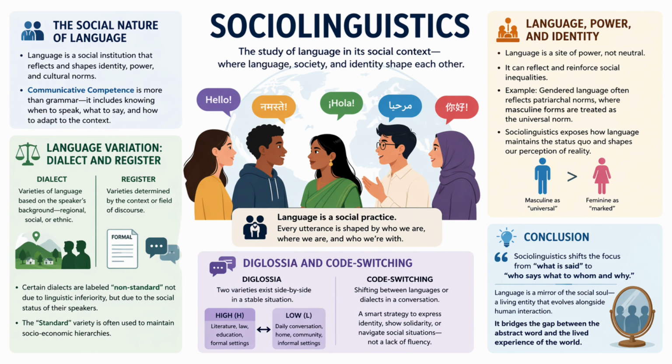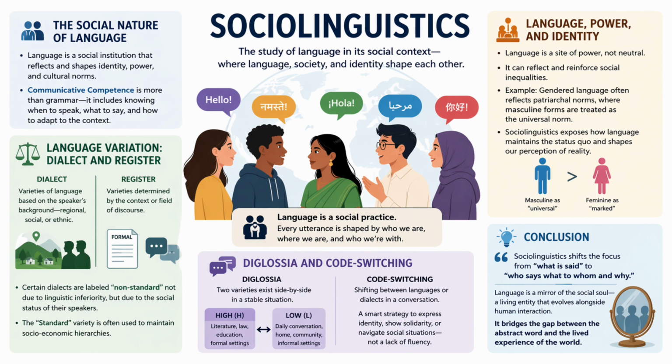Language, power, and identity. Language is never neutral. It is a site of power. Sociolinguistic analysis reveals how language can be an instrument of control. For example, gendered language often reflects deeper patriarchal biases, where masculine forms are treated as the universal norm. By deconstructing these patterns, sociolinguistics exposes how language maintains the status quo and shapes our perception of reality.